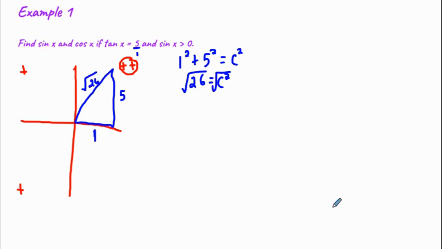So sine, usually we're finding all remaining trig identities for this, but this just asks for sine and cosine. So sine is 5. Remember, it's opposite over hypotenuse. So that's 5 over root 26. Take the time to rationalize the denominator if you so choose. Cosine is adjacent over hypotenuse, so adjacent is 1 over root 26.